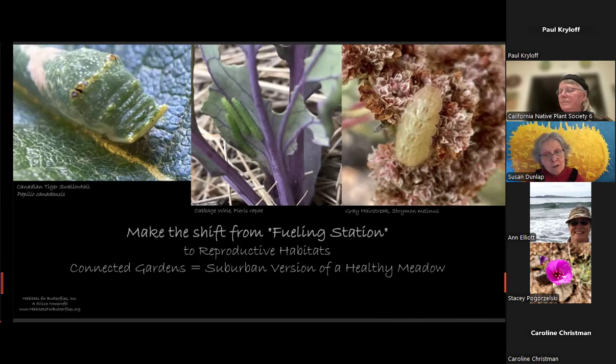So eventually, we can create a different kind of meadow. At that point, connected gardens function as a suburban version of a healthy meadow. Not a replica, but a stable living system that supports butterfly survival over time. And that's the shift from planting flowers to building habitat, from hoping butterflies appear to understanding why they do.